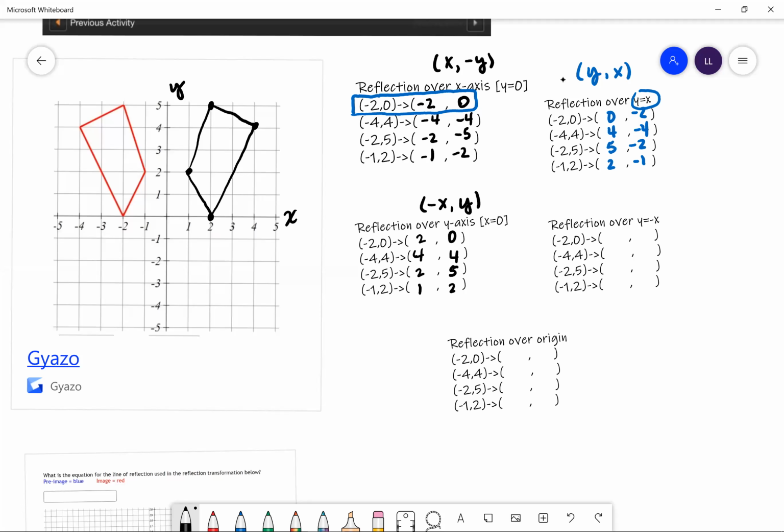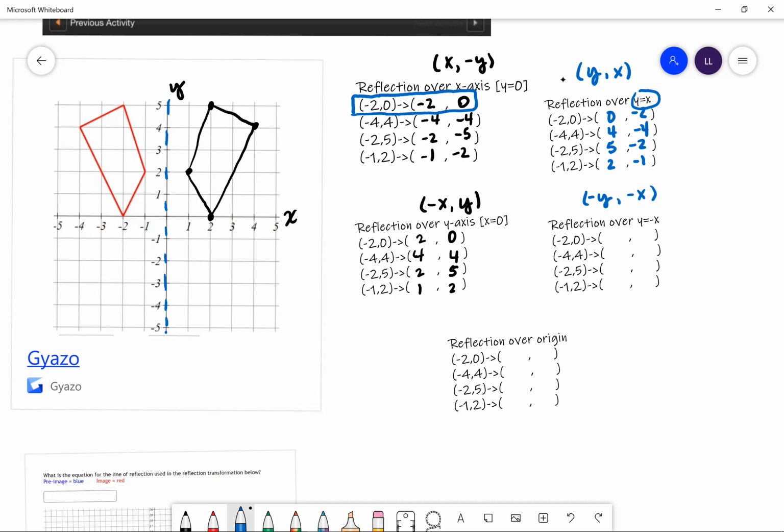So as you can see, just like the last time, this is our line of reflection right here. And you can see that the points are still the same distance away from the line of reflection. All right, and so that's how it looks when you reflect over the y-axis. Okay, let's look at y equals -x now. With y equals -x, the rule is not only are you going to switch the x and y, you're actually going to multiply them both by -1.